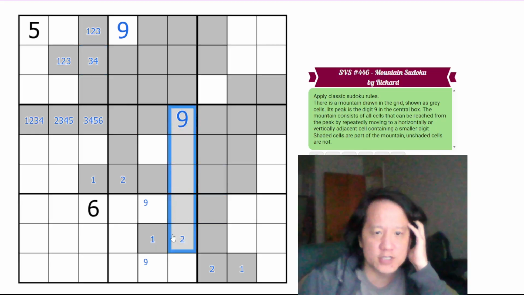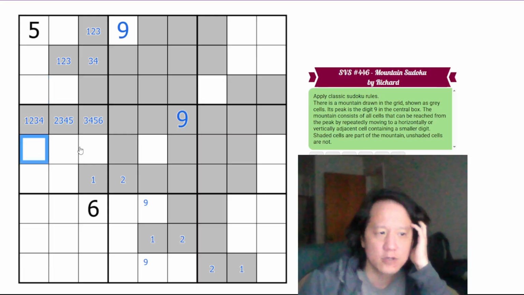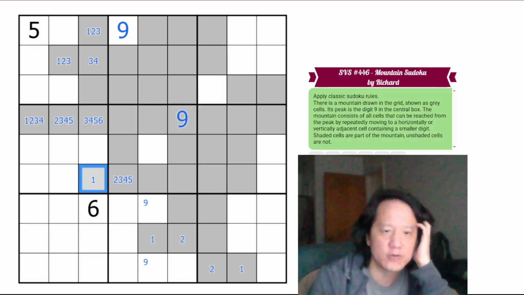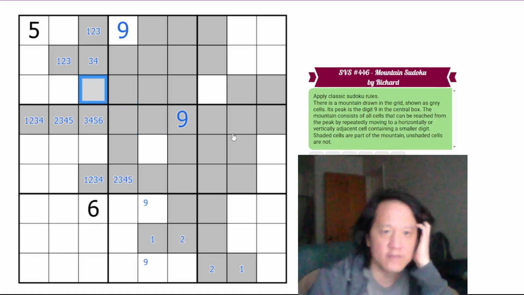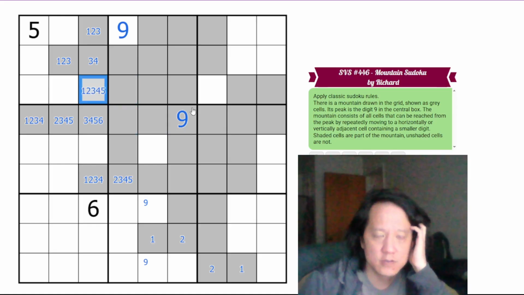So from each cell, there's a certain amount you can get to. Okay, so this cell has to be greater than 1 through 4. 9, 8, 7, 6, 5. So this is 5 at most, which makes this 4 at most. 9, 8, 7, 6, 5. This is 5 at most.